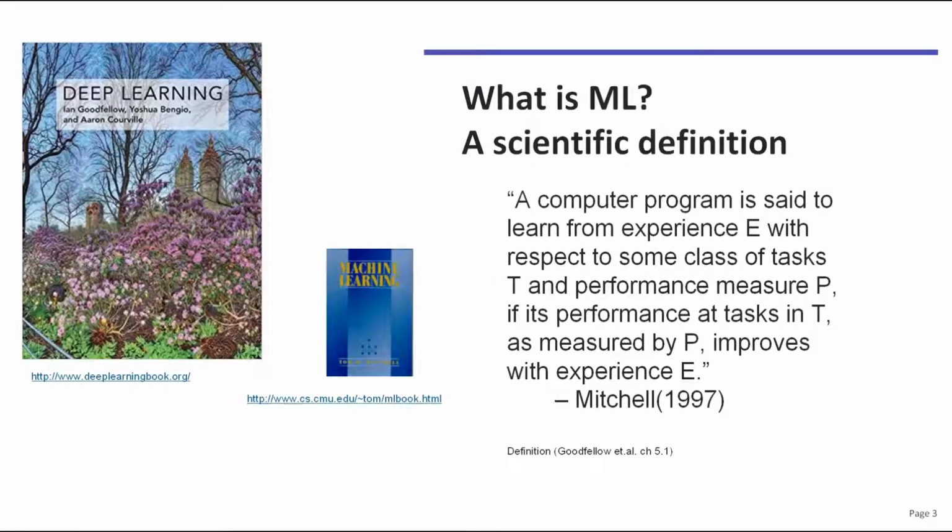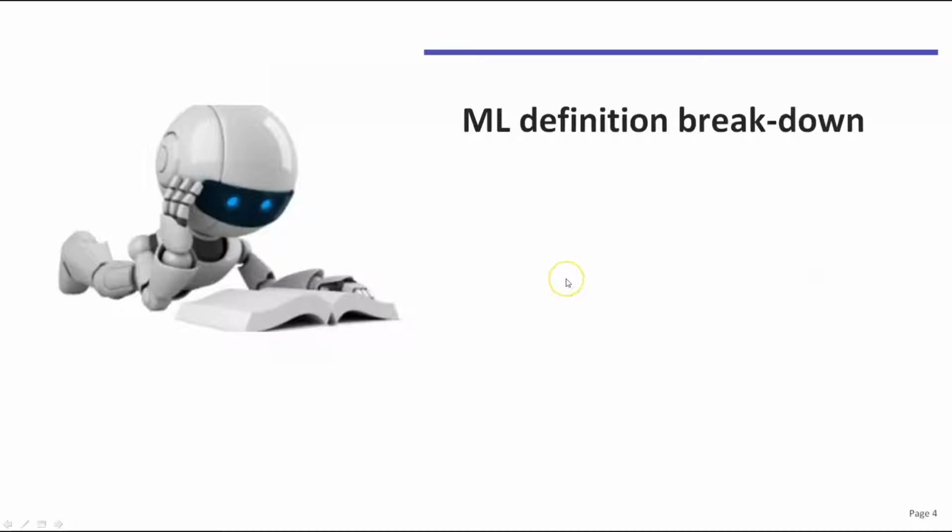A slightly more scientific definition of machine learning, which was published in 1997 already by Tom Mitchell, and it's still quoted today, is the following: that a computer program is said to learn from experience E with respect to some class of tasks T and performance measure P if its performance at tasks in T as measured by P improves with experience E. Now, this is a bit more of an engineering technical definition than what we discussed in the previous videos, and I think it's useful to understand what Mitchell means with this.